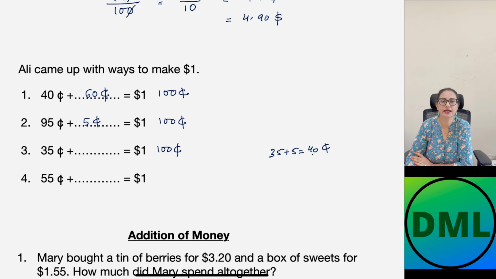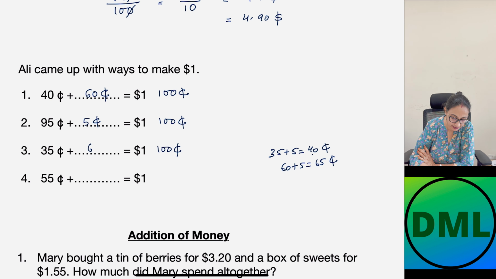From 40 cents, I have to reach 100 cents. What is the difference between 100 and 40? That will be 60 cents. That means I added 60 plus 5, which equals 65 cents, to get the answer $1. Let's write down the answer here as 65 cents. This shows you that 35 cents plus 65 cents will be $1.